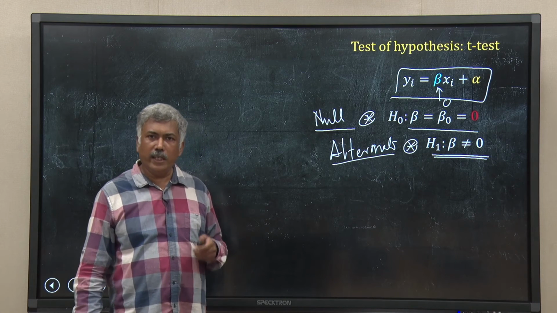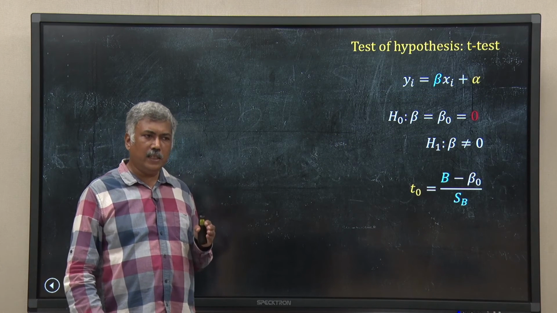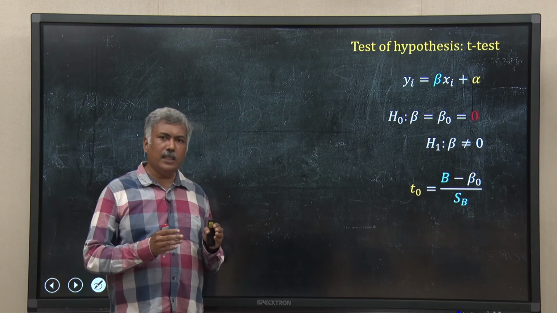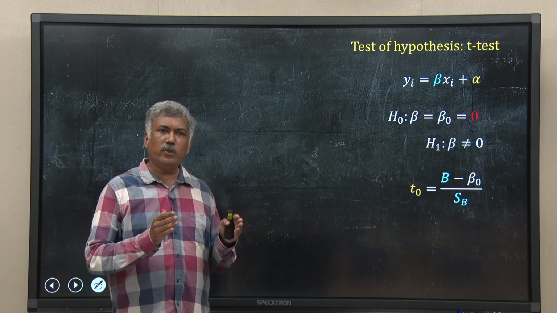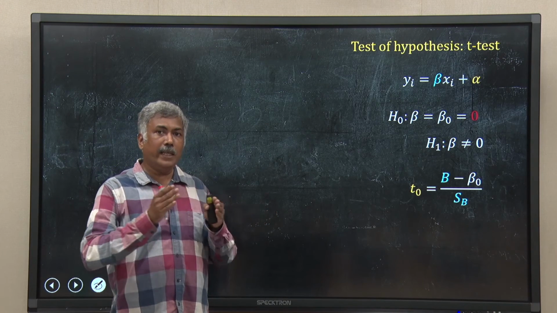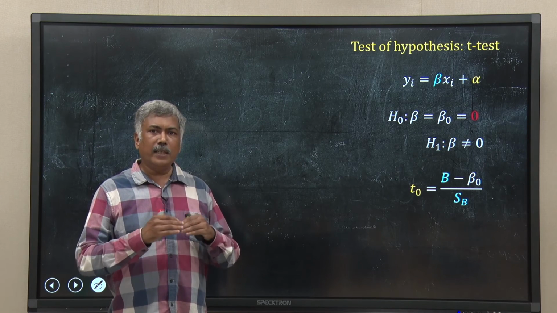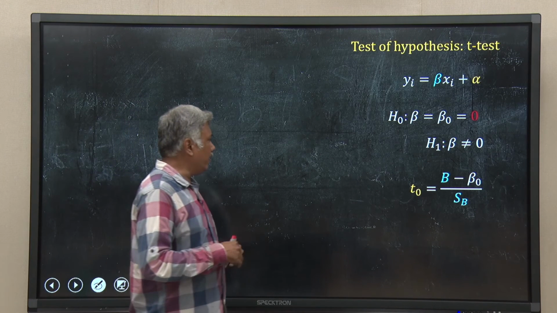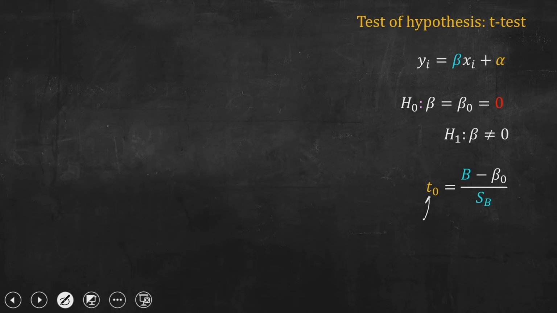So, I have to formulate the t statistic. The t statistic, if you remember from that video, otherwise you can go and check once again, is equal to the difference between the sample statistic and the population parameter, divided by the standard error of the sample statistic. So, in this particular case, my T 0, that is the t statistic for the null hypothesis, will be equal to b. B is what? B is the sample statistic, not parameter, statistic.